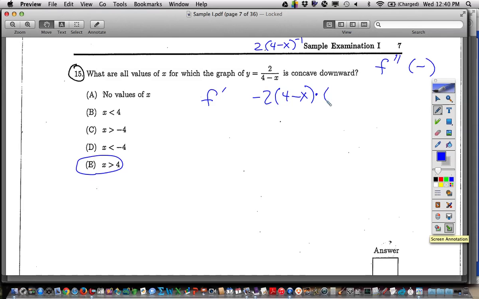But anyway, so if we bring that negative down in front, and we can't forget what? We got to kick out the derivative of the inside, which is -1. Oh yeah, and that's to the -2 power. So the -1, the -2 would be a positive. So we would end up getting this for our f prime.